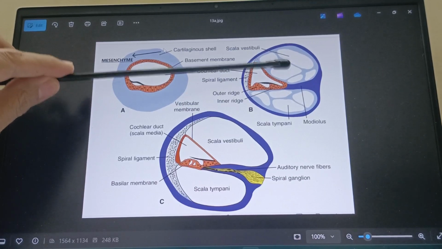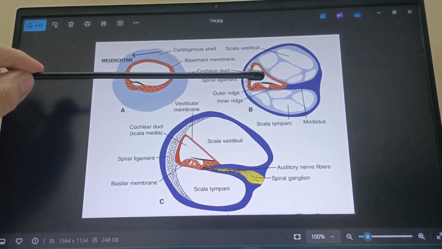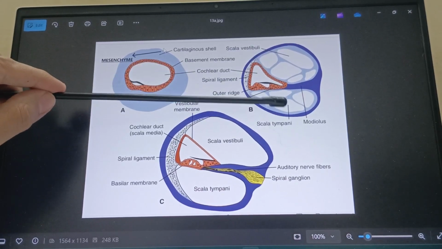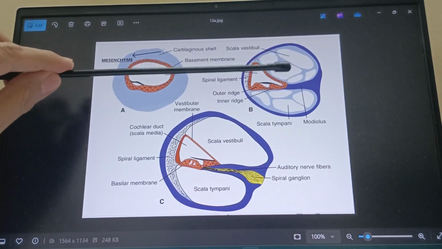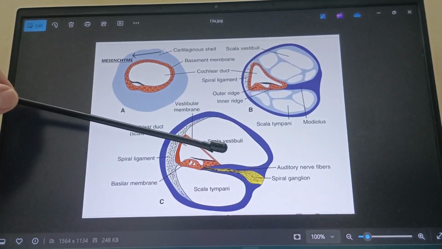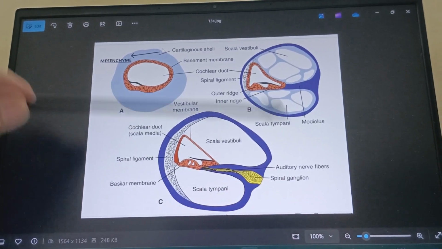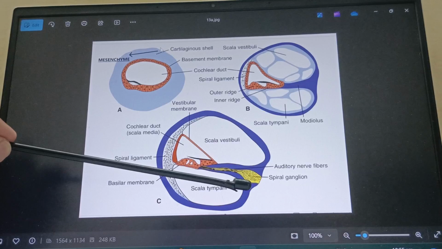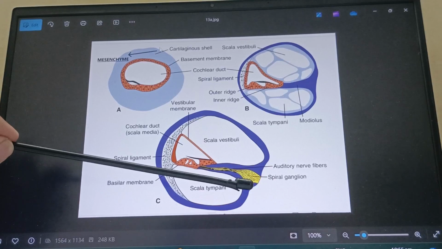and that cartilaginous shell will be coalescing to form two compartments. The one is scala vestibuli above the scala media or cochlear duct, and below this cochlear duct or scala media there lies the scala tympani. You can see the appearance of various vacuoles that will finally dislodge, and a complete clear scala vestibuli and scala tympani will be formed. And on its medial aspect we have got the central core of a bony structure called modiolus, that is made up of a spongy bone.